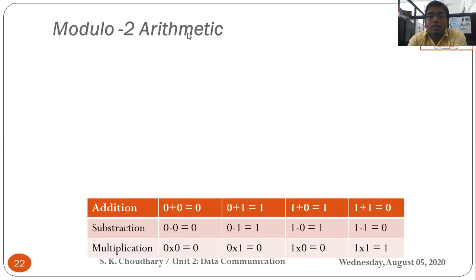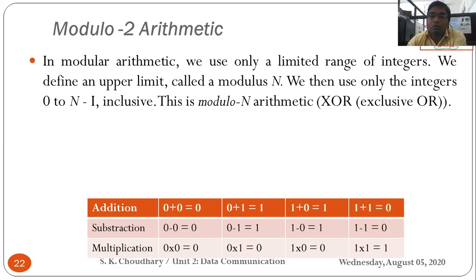Now, today we start the topic with modulo 2 arithmetic. This is a very important arithmetic that we have to learn because it will be useful for further mathematical analysis of error control coding. In modular arithmetic, we use a limited range of integers. We define an upper limit called the modulus n, and we then use only the integers from 0 to n minus 1. This is called modulo n arithmetic.